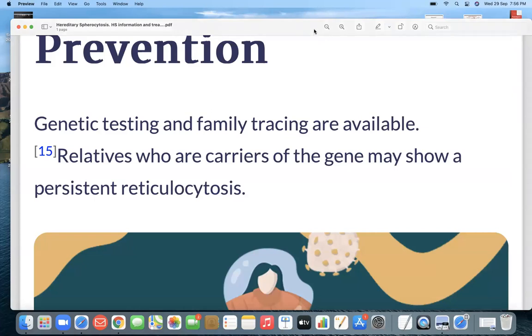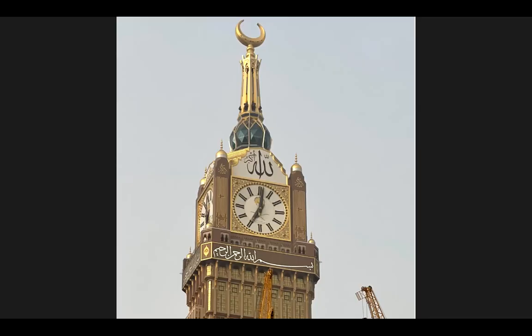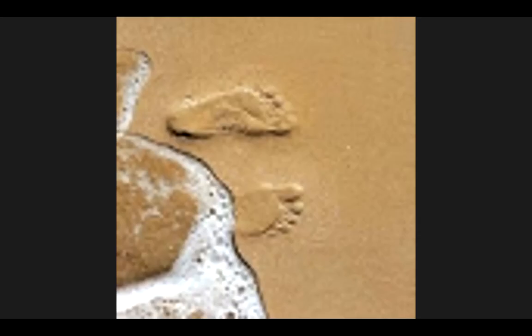So any comments? Yes, it can be autosomal recessive as well, but in very few.